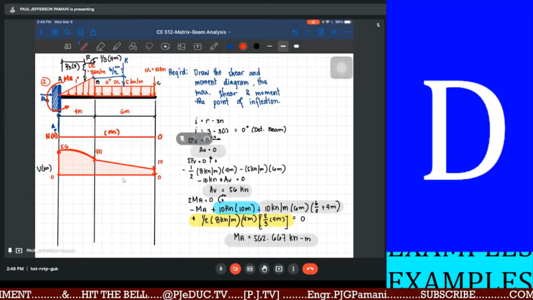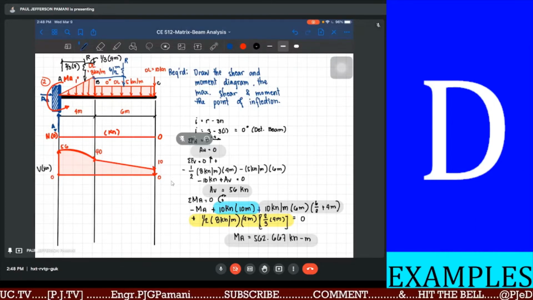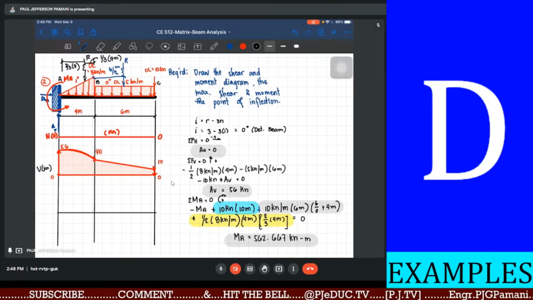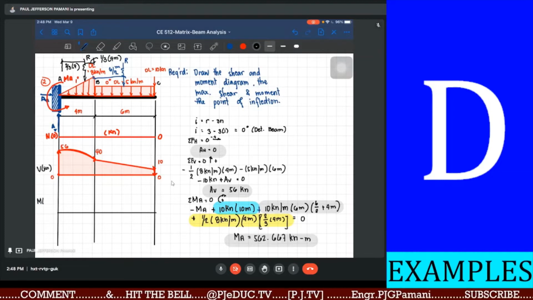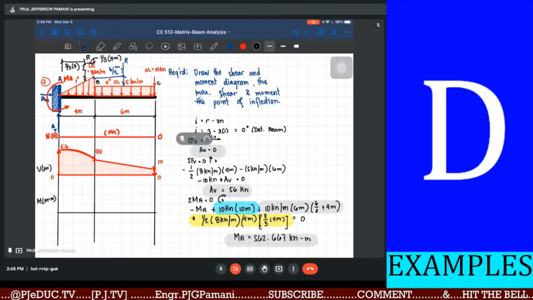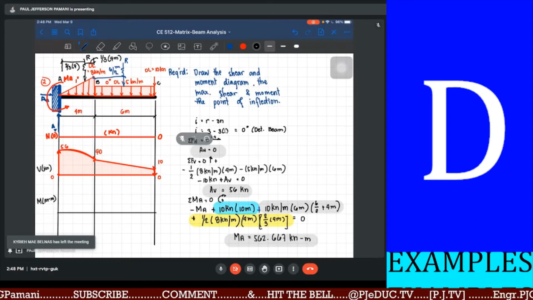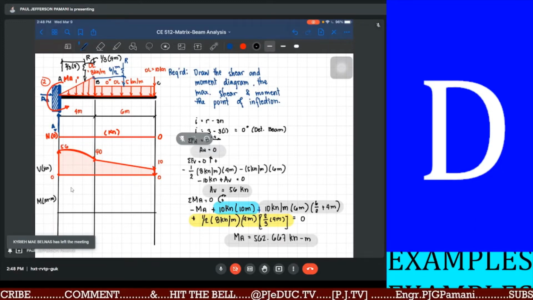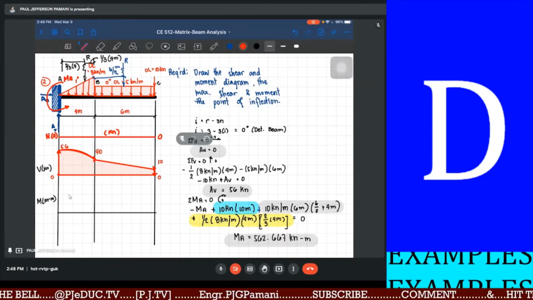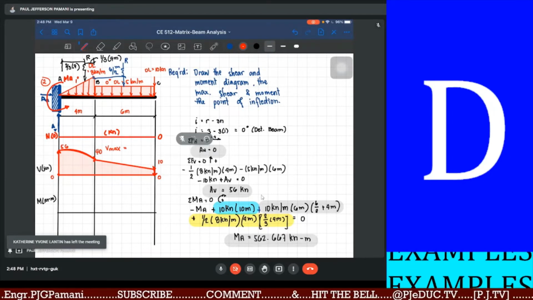Okay. So, how do we now compute, or draw, our moment diagram? Paano naman yung moment diagram? Moment diagram, kilonewton meter. Okay? Pwede na nating sagutan yung requirement. The maximum shear. What is now the maximum shear on our example? Ano ang maximum shear?